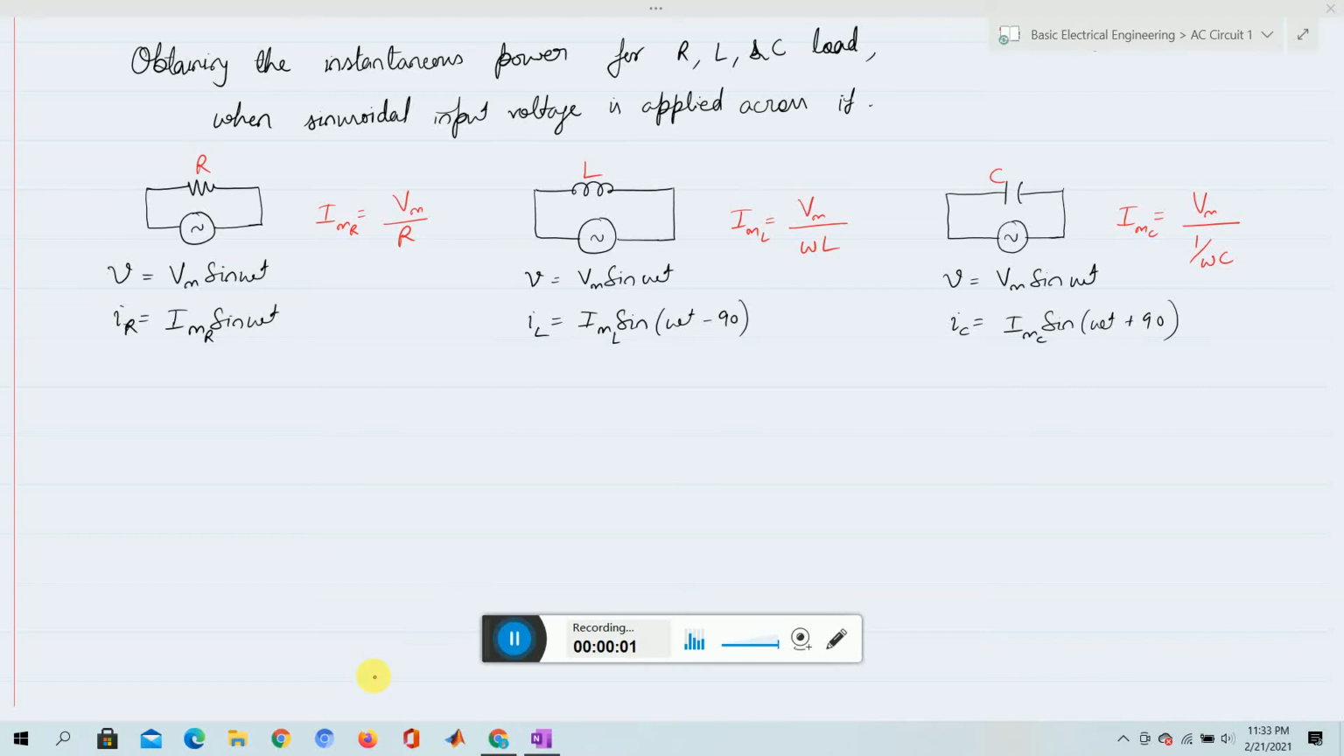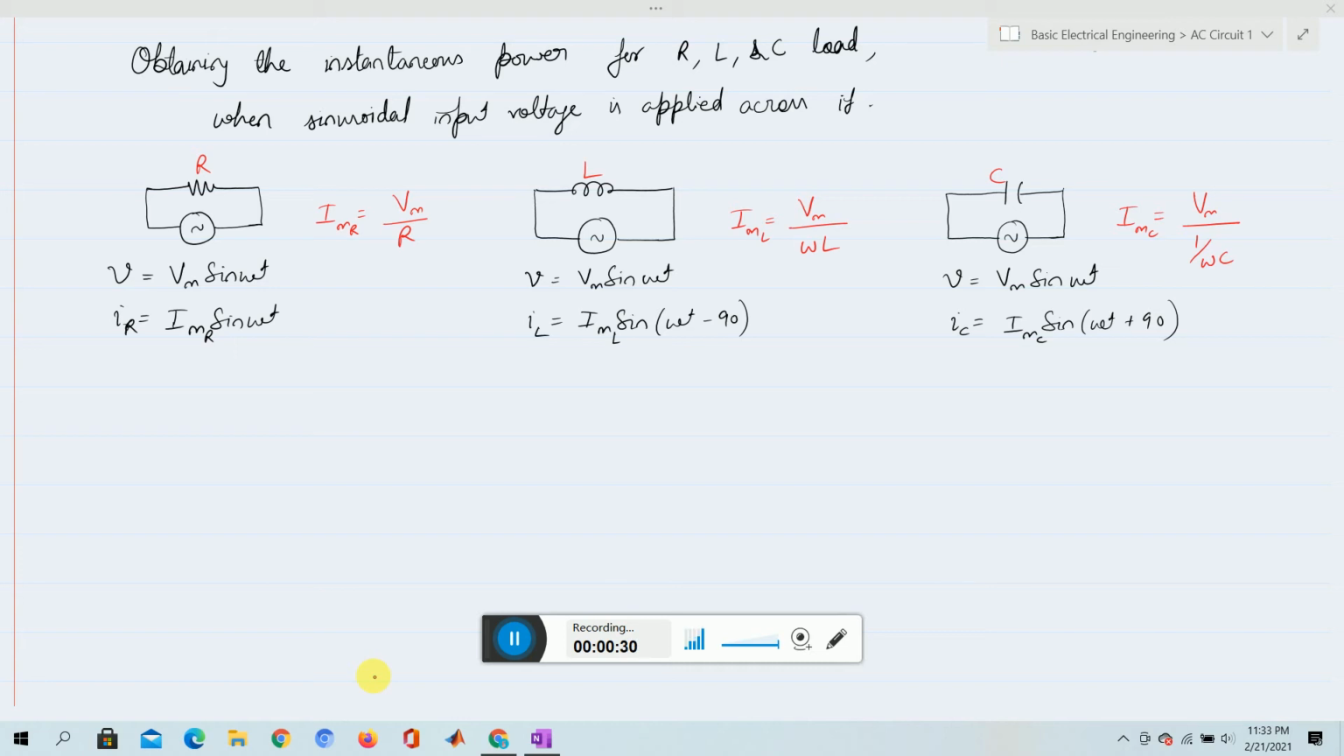Welcome to the Basic Electrical Engineering lectures. Here our objective is to find the instantaneous power waveform for the R, L and C different loads. We are giving the same supply voltage so that the reference is the same, and we have obtained in the previous video the value of current for the resistor, for the inductor and for the capacitor.